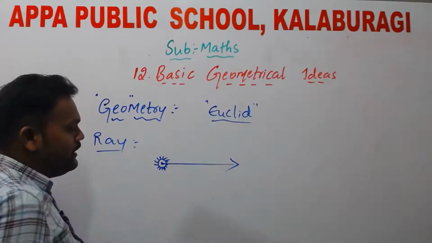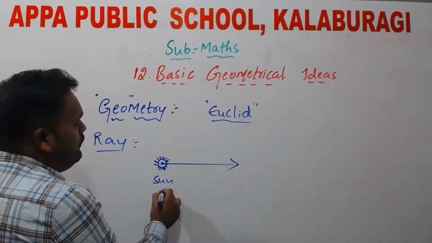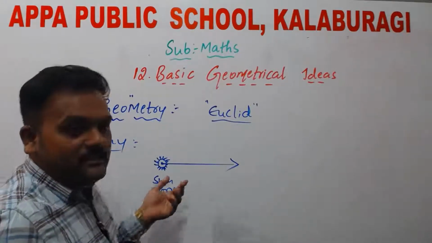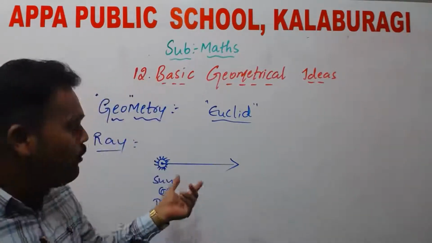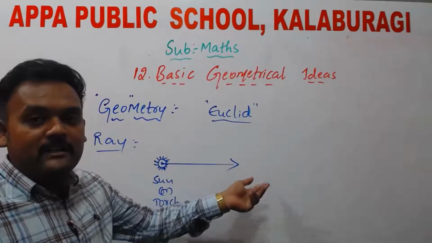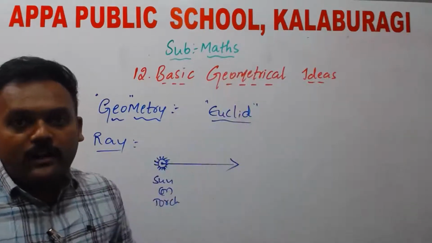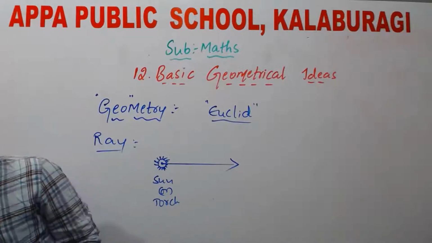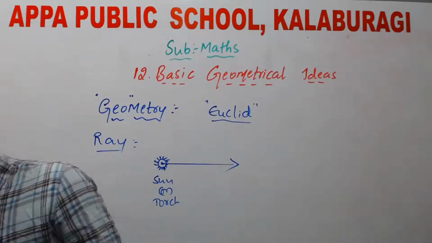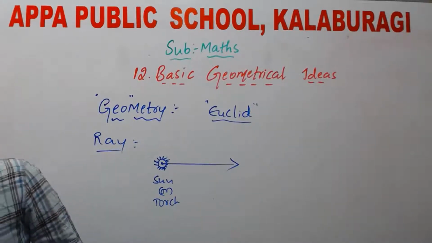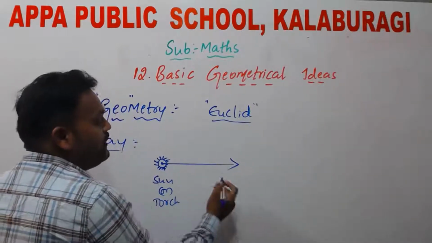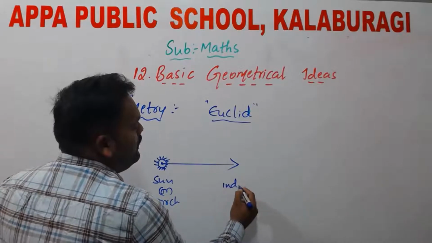So consider the sun or a torch. A ray means a ray having one fixed point, and the other end is indefinite in length. That is called a ray. A ray has a definite starting point, but it extends infinitely to the right, not left. It is indefinite.